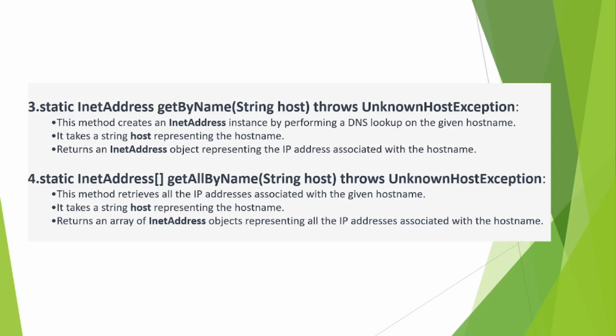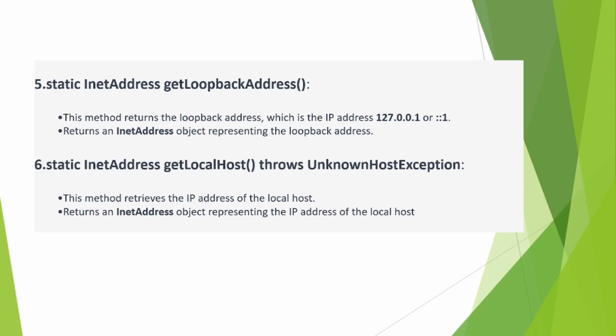The next factory method is getByName, which takes a string name as a parameter. It returns an InetAddress object representing the IP address associated with the host name. getAllByName will return an array of InetAddress objects representing all the IP addresses associated with the host name. Next is static InetAddress getLoopbackAddress.